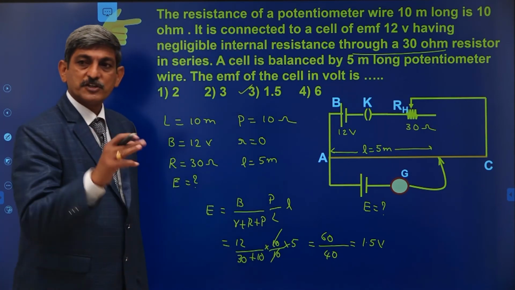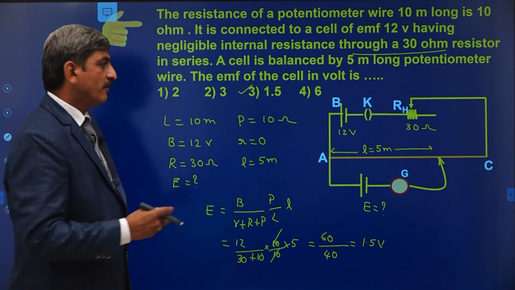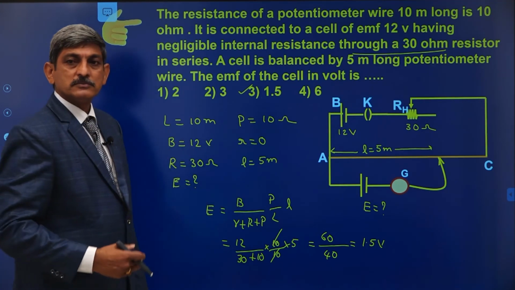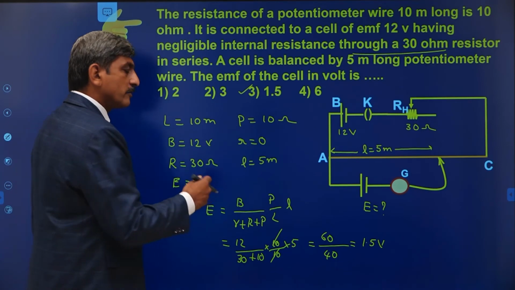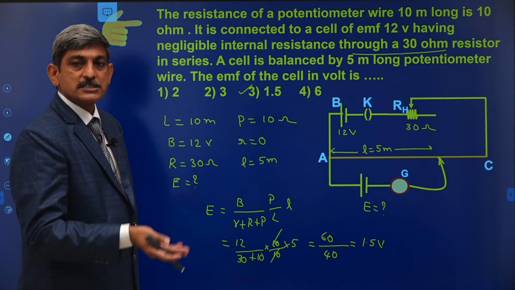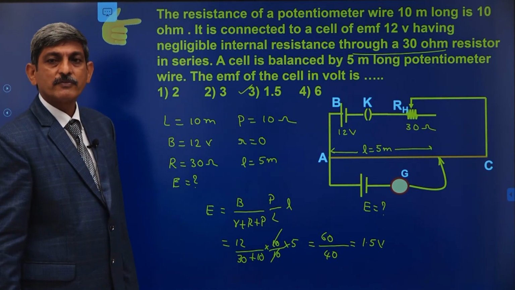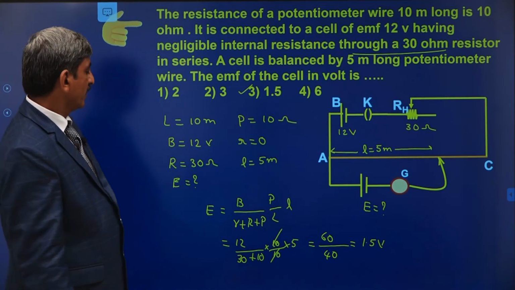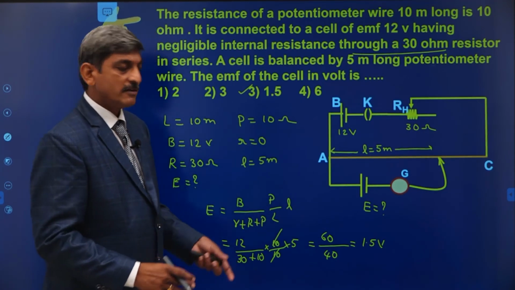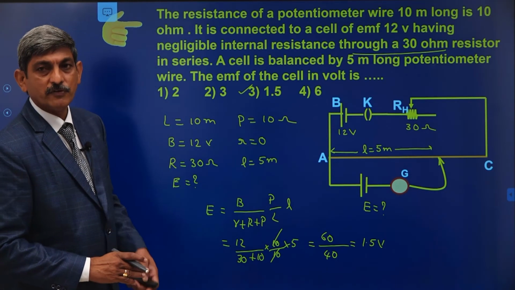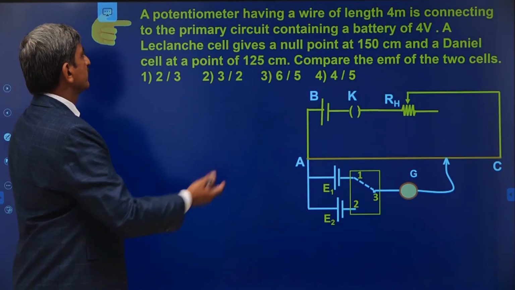Okay, in the first problem just the potential gradient is required, whereas in the present problem, in addition to the potential gradient, we apply the balancing condition of the potentiometer. By that we obtain the EMF of the cell connected in the secondary circuit. Sometimes this EMF may be given and the balancing length is required. For that also we use the same formula. Now come to the next one.